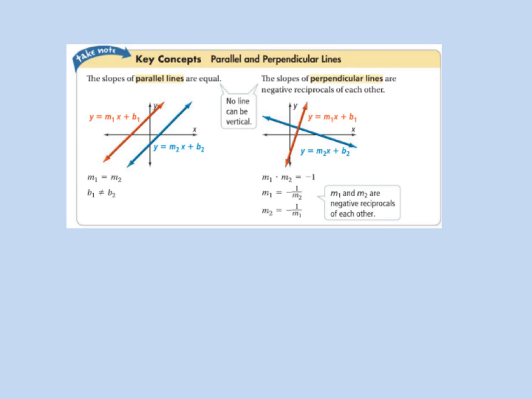And last but not least, parallel lines and perpendicular lines. Make sure to write this down. Parallel lines means that they have the same slope, so slopes are equal. Perpendicular lines means that they have the opposite reciprocal. So, example, if my slope is equal to 2, I would say parallel lines would also have a slope equal to 2.